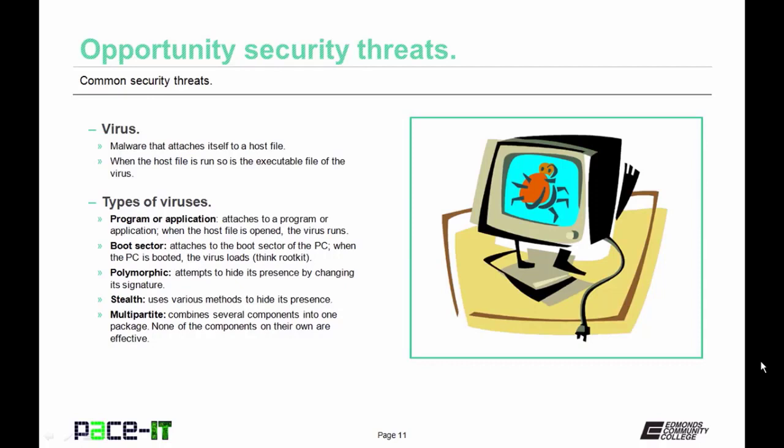Now, there are different types of viruses. There's a program or application virus, and they attach themselves to a program or application, of course. There's a boot sector virus. Now, this attaches itself to the boot sector of the PC. When the PC boots up, the payload is delivered. There are polymorphic viruses. They attempt to hide their presence by changing their signature on a regular basis. There are stealth viruses. That would be like your rootkit.